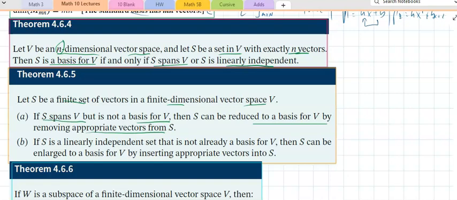And the other way around, if S is a linearly independent set that is not already a basis of V, then S can be enlarged to form bases by inserting appropriate vectors in S. So for example, 1, 0, 0, and 0, 1, 0. Those are linearly independent vectors. I could add one more vector to that. And now this will span R sub 3. And that's what they're talking about.